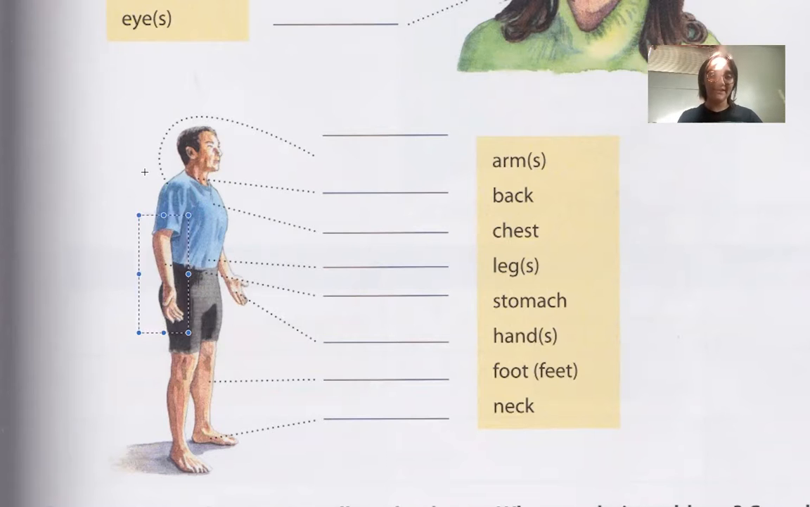The next one is back. So the back is like this little line shows. It's this, right? Your back. So this is a back. Then we have chest. This is how you spell chest. Chest is this area, right? This is your chest, where your heart is and things like that.